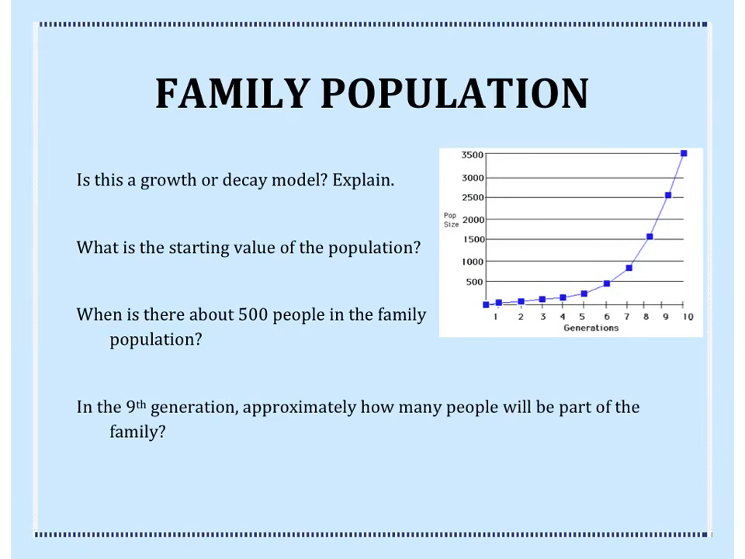Let's evaluate one more graph. Let's look for key features of one more. Family population, based on the number of generations, how many members are in your family per generation? So first question, is this a growth or decay? Well, it is increasing from left to right, so it is a growth. When it says explain, we must explain. Again, increasing from left to right.